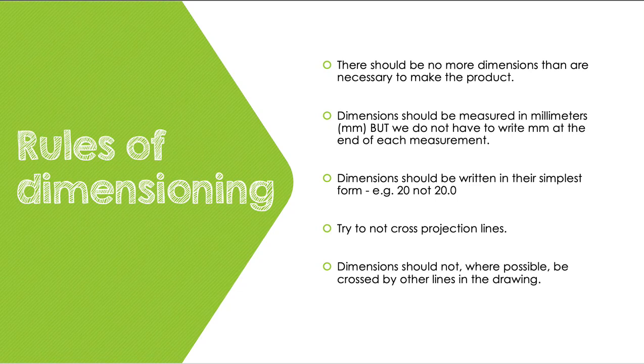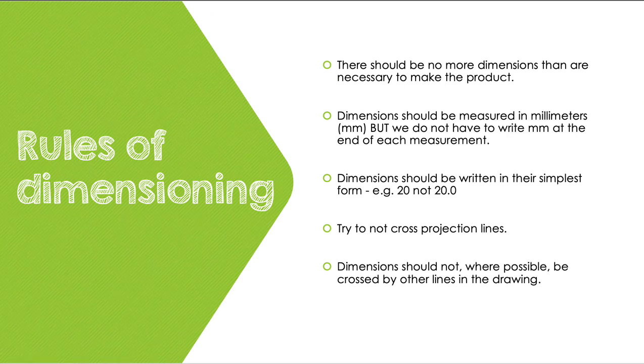So there shouldn't be any more dimensions than necessary. This is something that a lot of people caught on to when they were doing their National 5 assignment. If you add too many dimensions, you can lose marks for over-dimensioning the product. So, for example, if you put a dimension on the elevation, you don't need to put the exact same dimension on the plan because it's already there on the drawing.